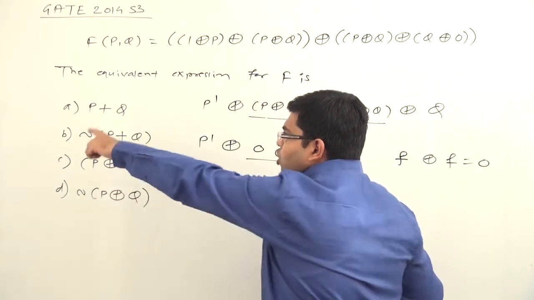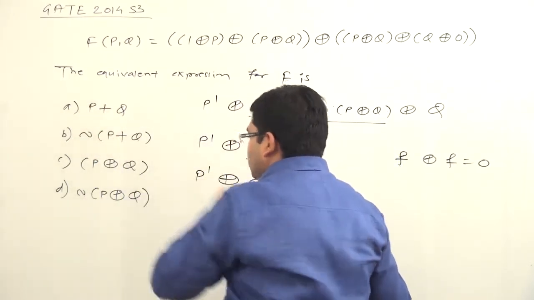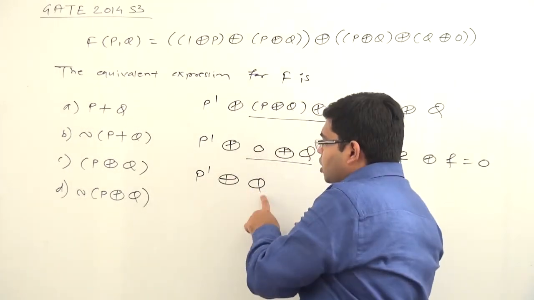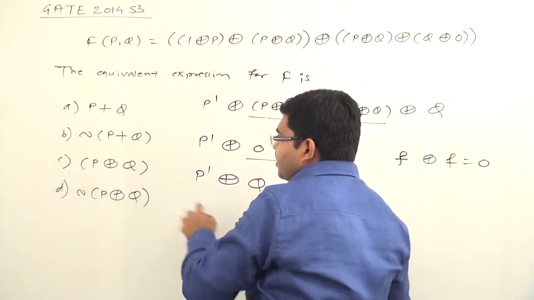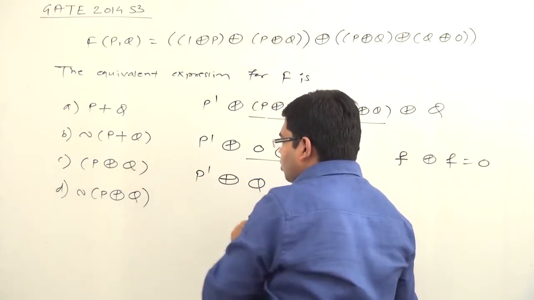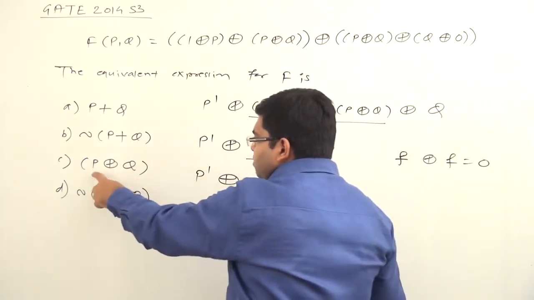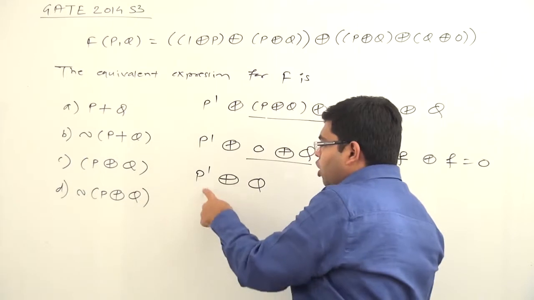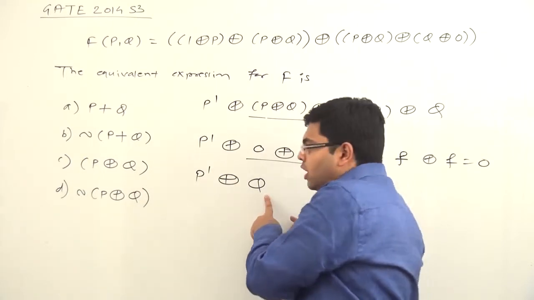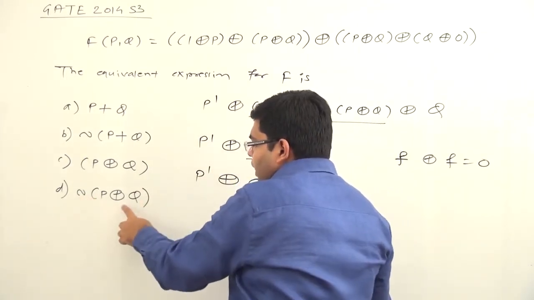So option A is P or Q. Now P dash XOR Q cannot be converted to P or Q. Similarly, this is negation of P or Q. We have got XOR. This is P XOR Q. We have got P dash XOR Q, and here we have got negation of P XOR Q.